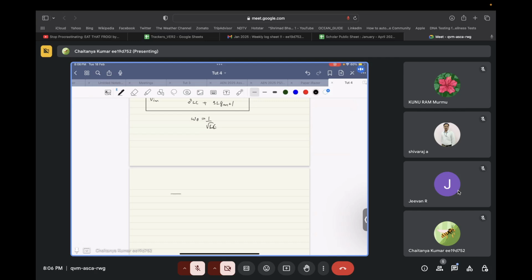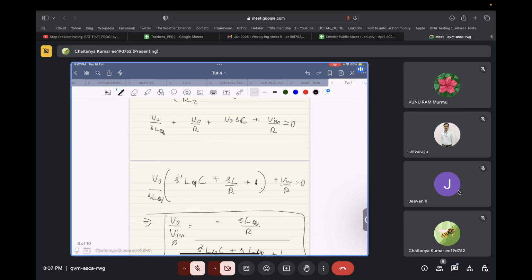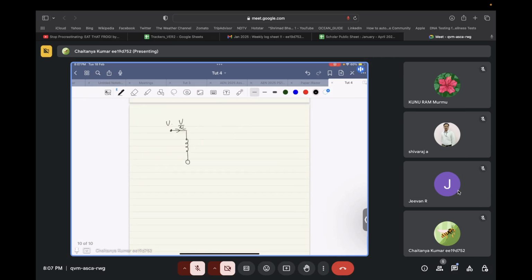So again, what did you want? If you had some voltage V over here through this inductor, you needed a current of V by SL. So how did we make it? Again, the same concept. Exact same concept as we did for building this particular circuit. We will assume the same concept.